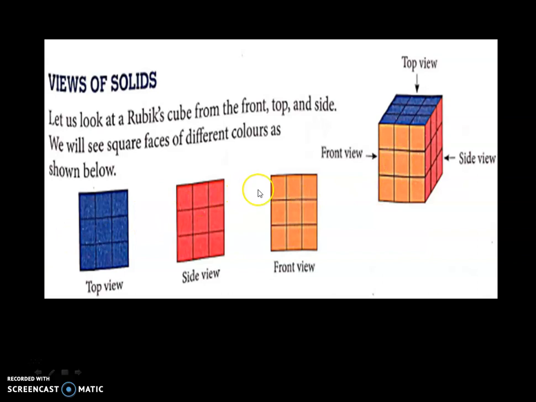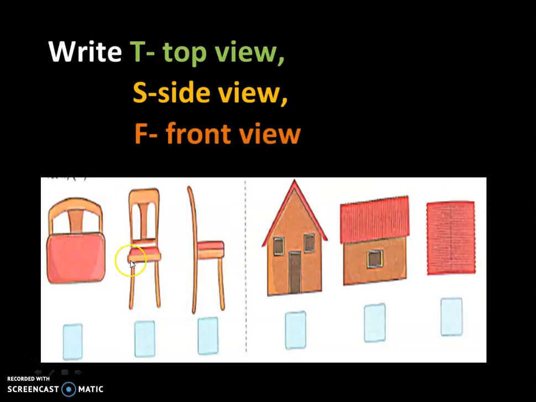So this one they are giving clearly. This is top view, this is side view, this is front view. When it is a cube also, you can see only squares in all the views. Yes. Now these are the different views of the house and the chairs given. They are asking us to put T for top view, S for side view, and F for front view. Now tell me, what is this one?